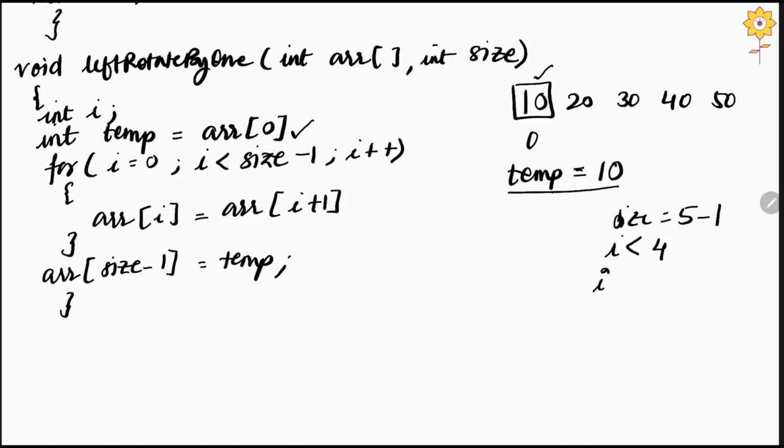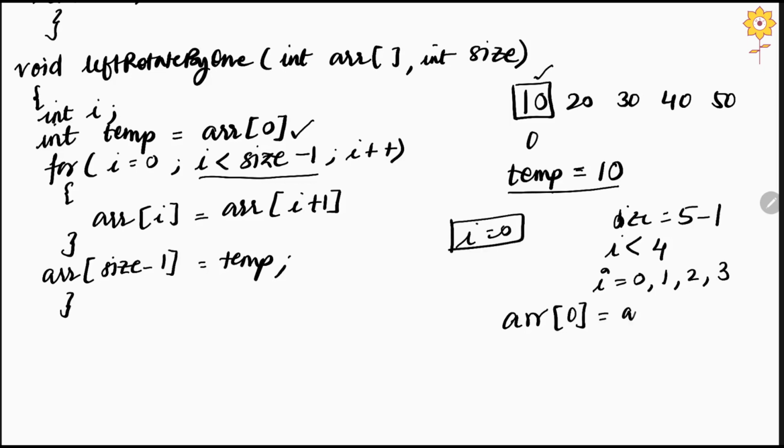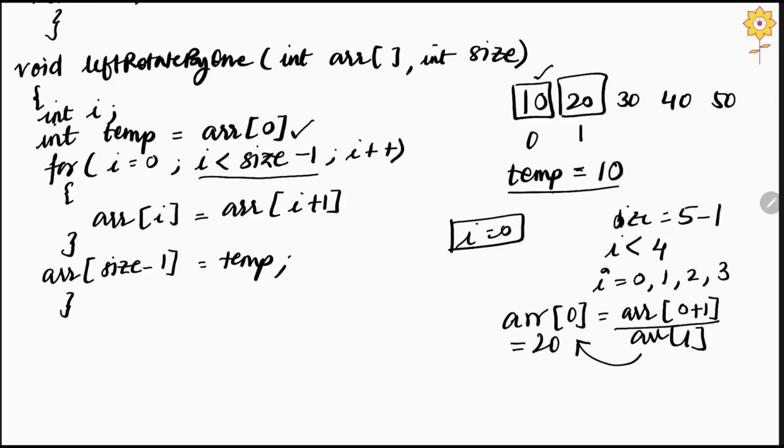So, I will take what all values? I will take values 0, 1, 2 and 3. Okay. So, what will happen if this particular condition is true? ARR of I. What is I now? I is equal to 0 currently. So, ARR of 0 is equal to ARR of I plus 1. I is 0 plus 1, which is 1. So, what is there in the first position inside the array? This is the first position. It has 20. Now, 20 will come where? In ARR 0th position. So, what will it have? It will have the value 20, right.